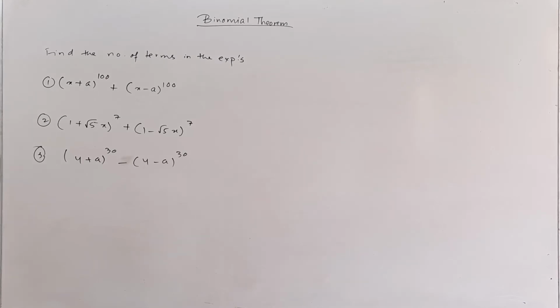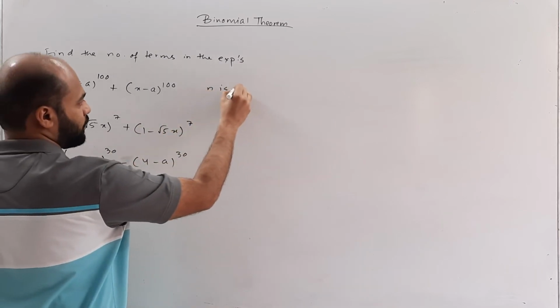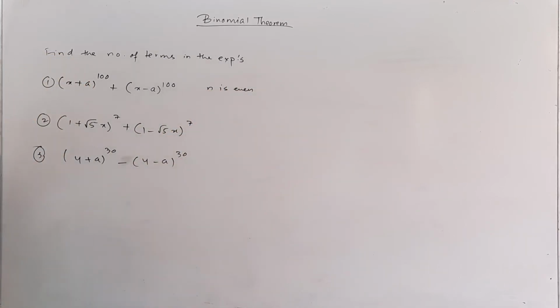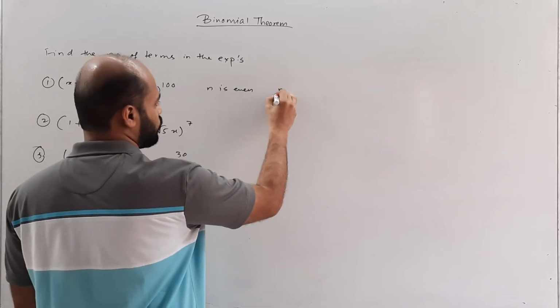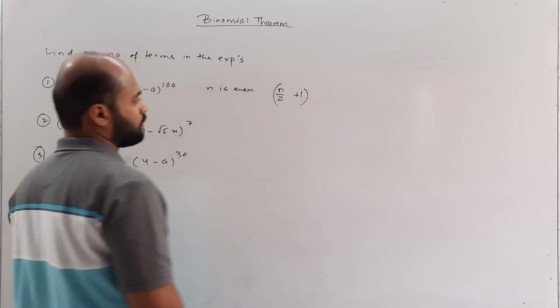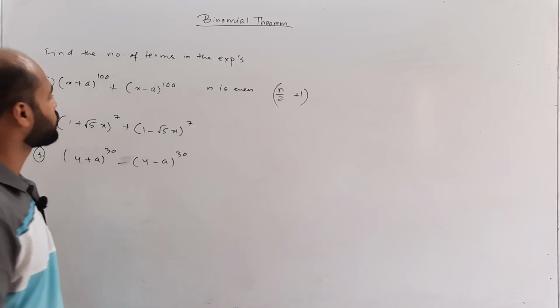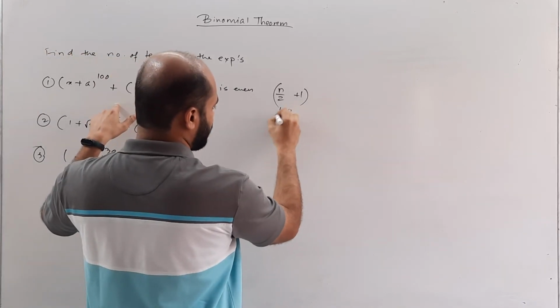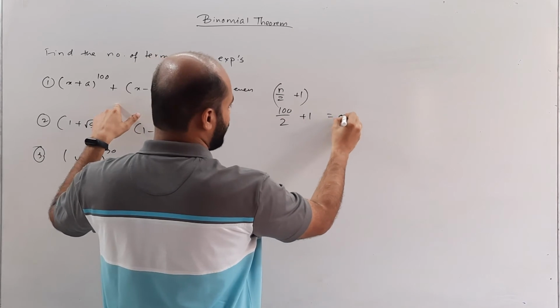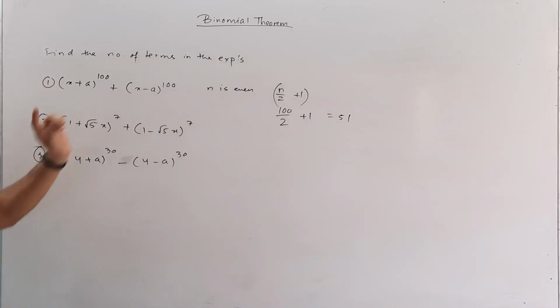So let's take some problems based on the concepts learned. Now we have these expressions given and we have to find the number of terms in the expansion. So as discussed earlier, this is a case wherein n is even, that means 100. And if n is even and if you are adding both of them, then the expression for this is going to be n by 2 plus 1. So it's going to be 100 by 2 plus 1, which is 51. So overall you're going to have 51 terms over here.